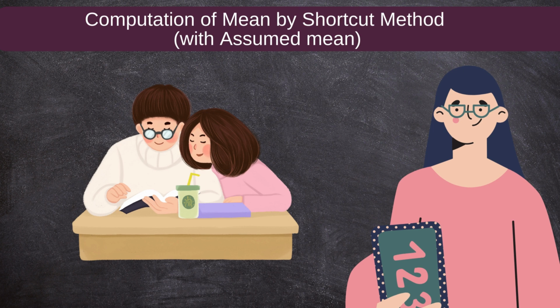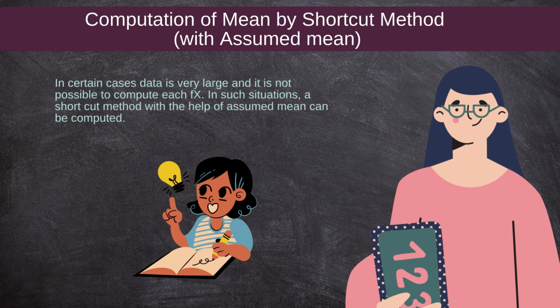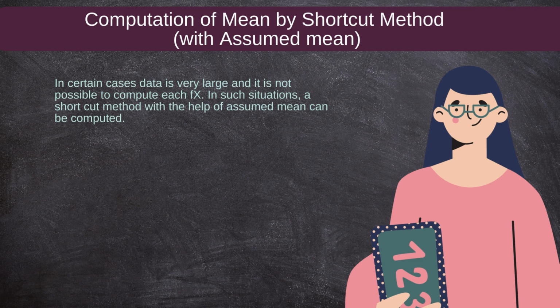Let me talk about another way through which we can also calculate the mean, which is also known as the shortcut method of calculation of mean. Sometimes it is very useful when we have a very large data set, then we can go for the shortcut method, which is also known as the assumed mean method. In certain cases when we have a very large data and it is not possible to compute fx, which we have calculated just before, in such situations we can use a shortcut method with the help of assumed mean. So, what is the formula of calculation of mean with the help of shortcut method?